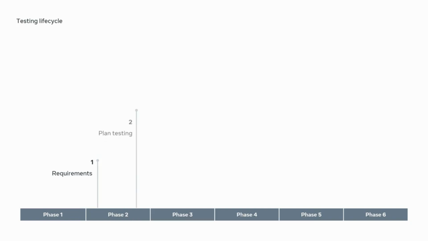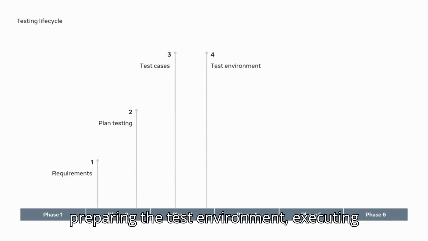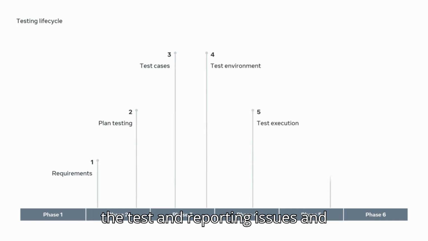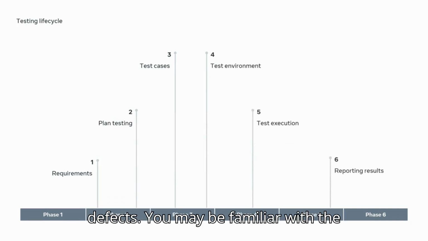There are different approaches to testing, but often the testing life cycle consists of the following steps: analyzing software requirements, test planning, designing and developing test cases, preparing the test environment, executing the test, and reporting issues and defects.